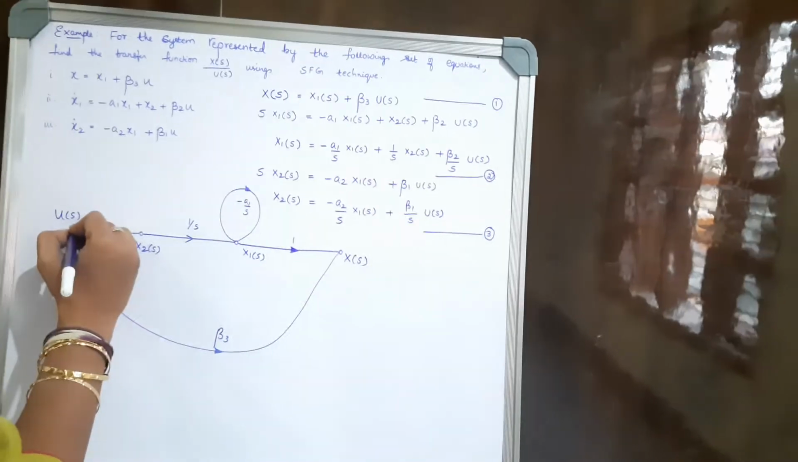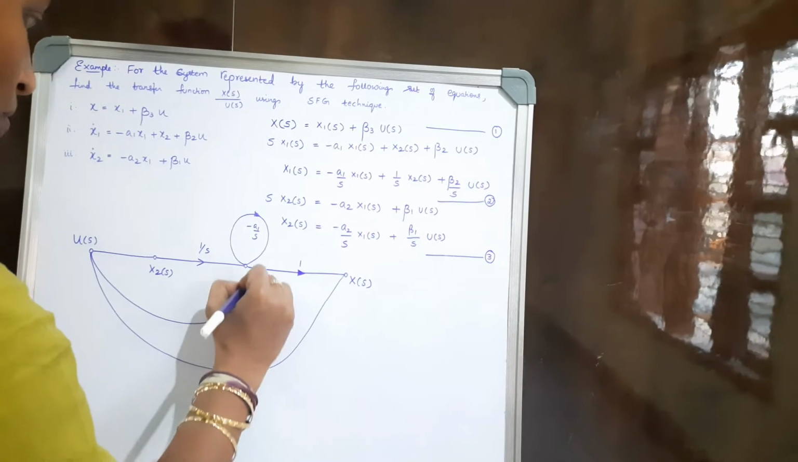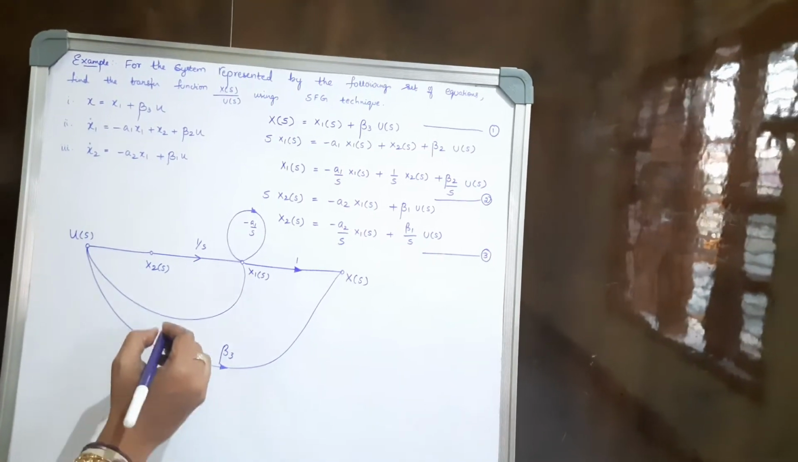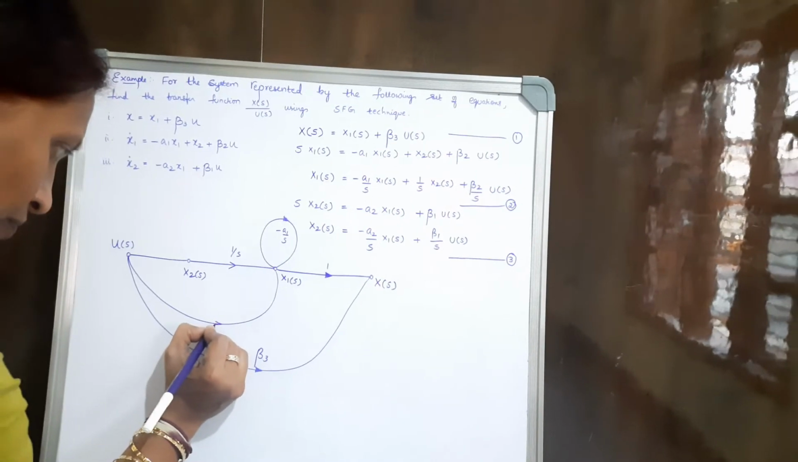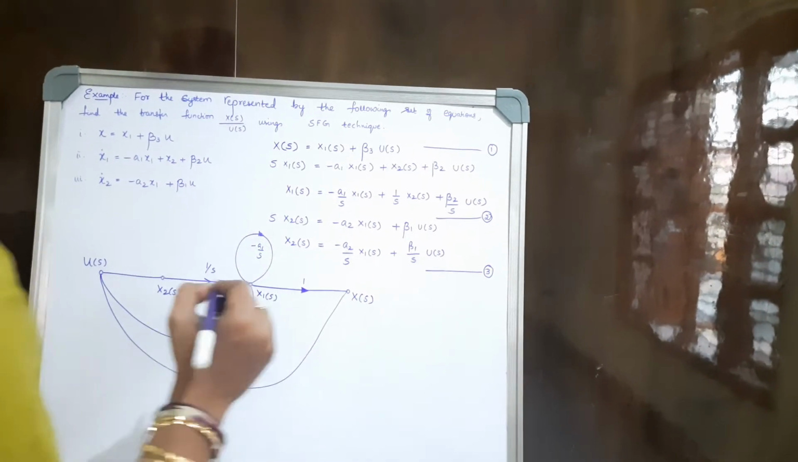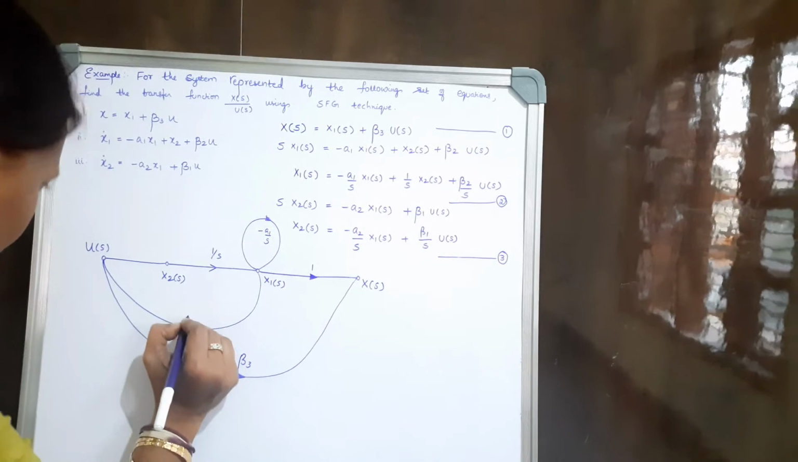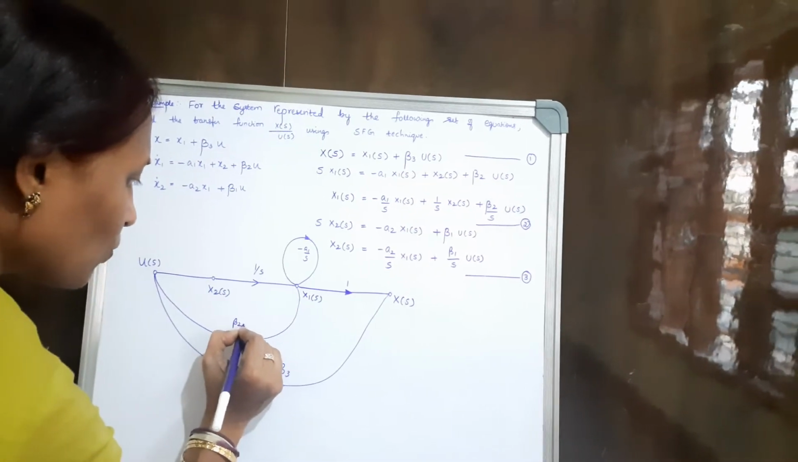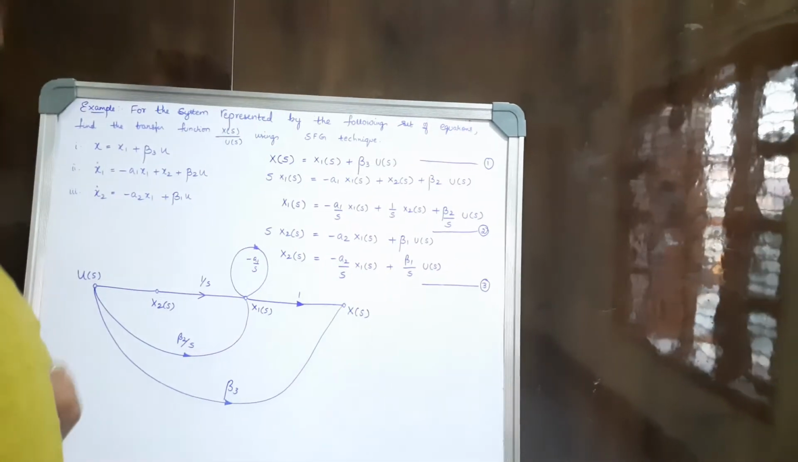So from this one more, you can see here the direction being in this manner, because I am forming x1 of s here. So obviously the direction will be in this manner, but here the gain will be beta 2 by s. It will be beta 2 by s.